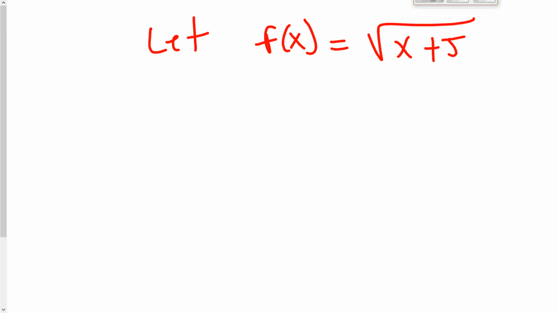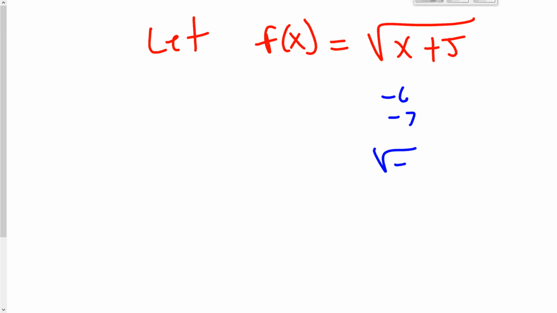So here we want to find the inverse of f of x equals square root of x plus 5. So again, this is square root, so it's actually not one-to-one. But what the book does here is they restrict the domain. Because remember, if I put in negative 6 or negative 7, it would be the square root of a negative number. So really, I couldn't even graph it there.